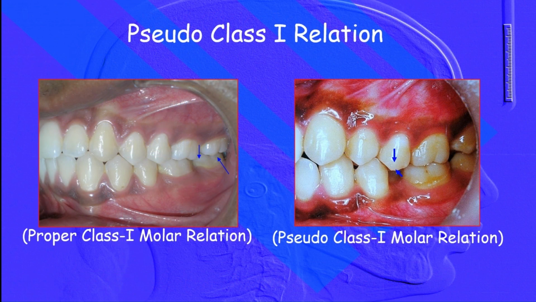In the previous slide, we discussed the second criteria. Now you compare the right side picture with the left side. In the left side picture, the first criterion for Angle's class 1 molar relationship is well fulfilled, but the second criterion is not fulfilled. This type of molar relationship is called pseudo-class I relation. This type of relationship is often found when the mesiodistal width of the maxillary first molar is less than normal.